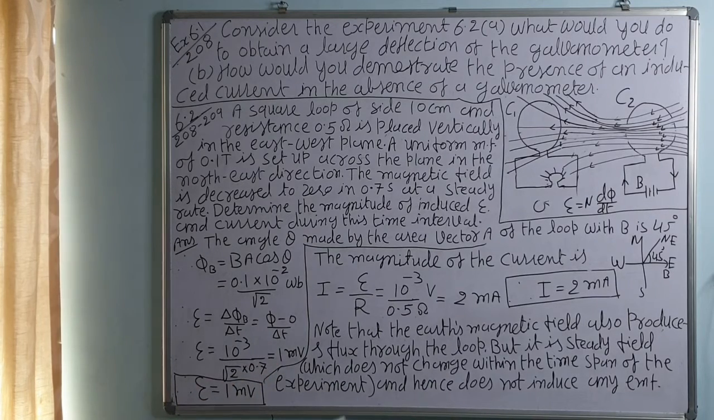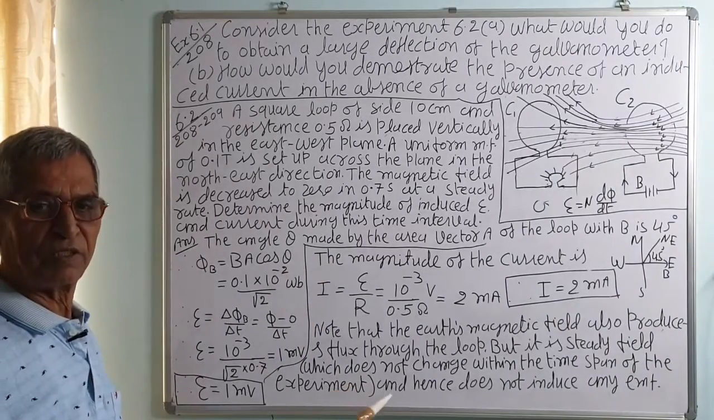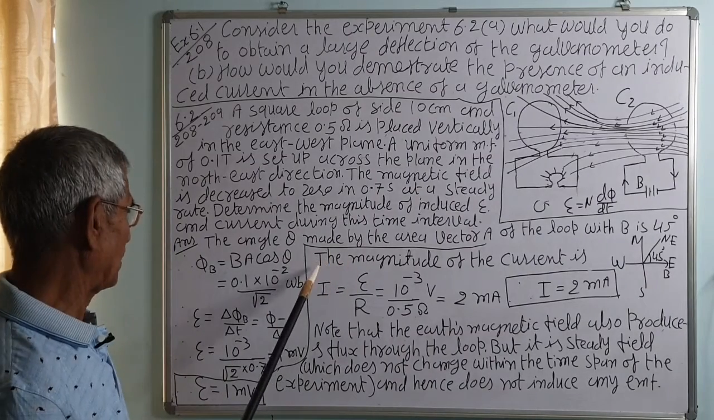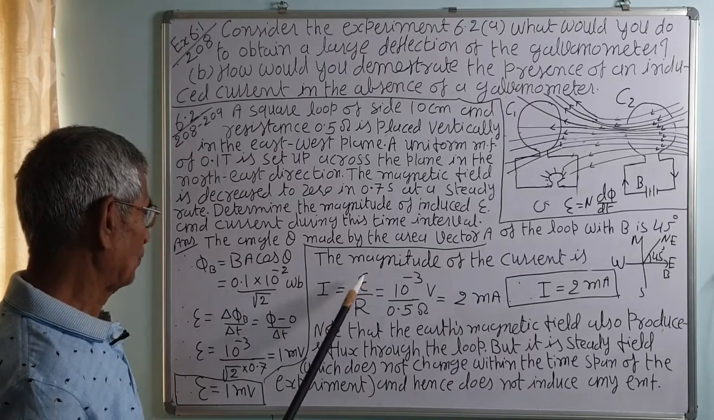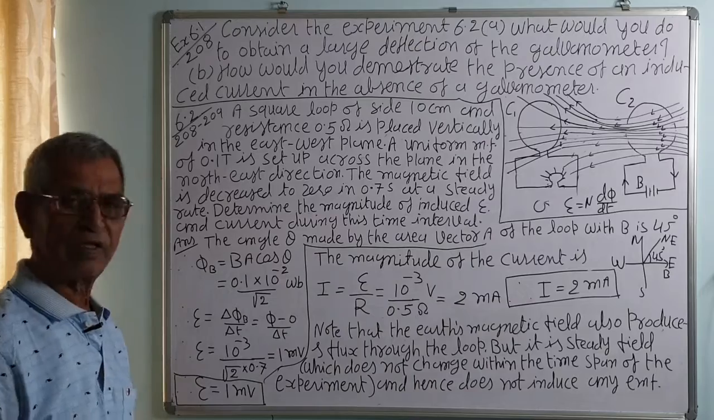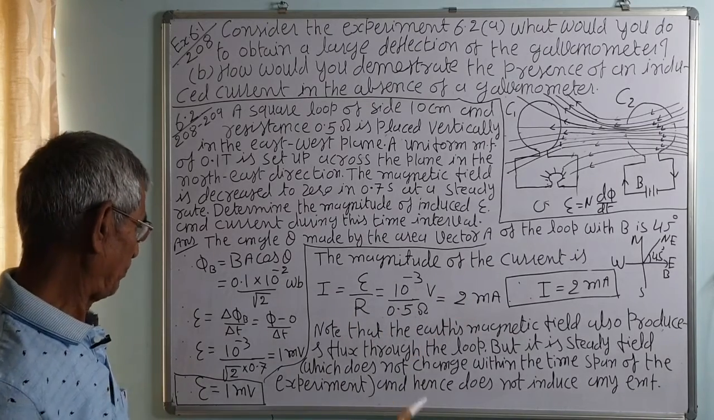Let us see the current induced. The EMF is induced first, then the current is induced later on. The current is due to the EMF induced by the induction. The magnitude of the current is I equal to EMF upon resistance. That EMF is 10 raised to minus 3 volt upon a resistance of 0.5 ohm, that is 2 milliampere.